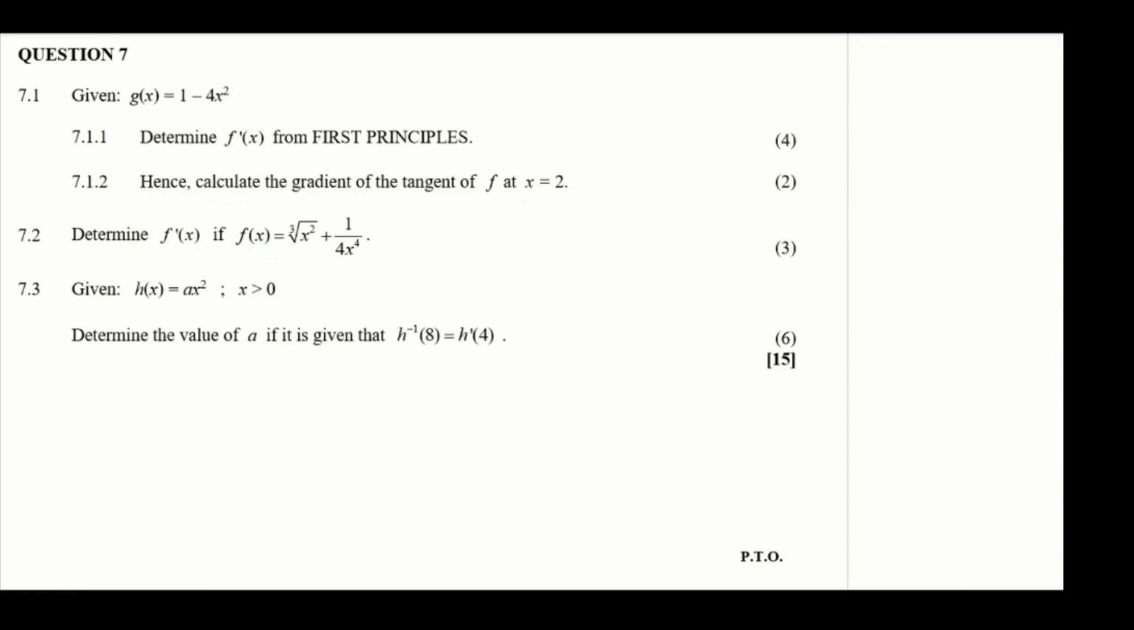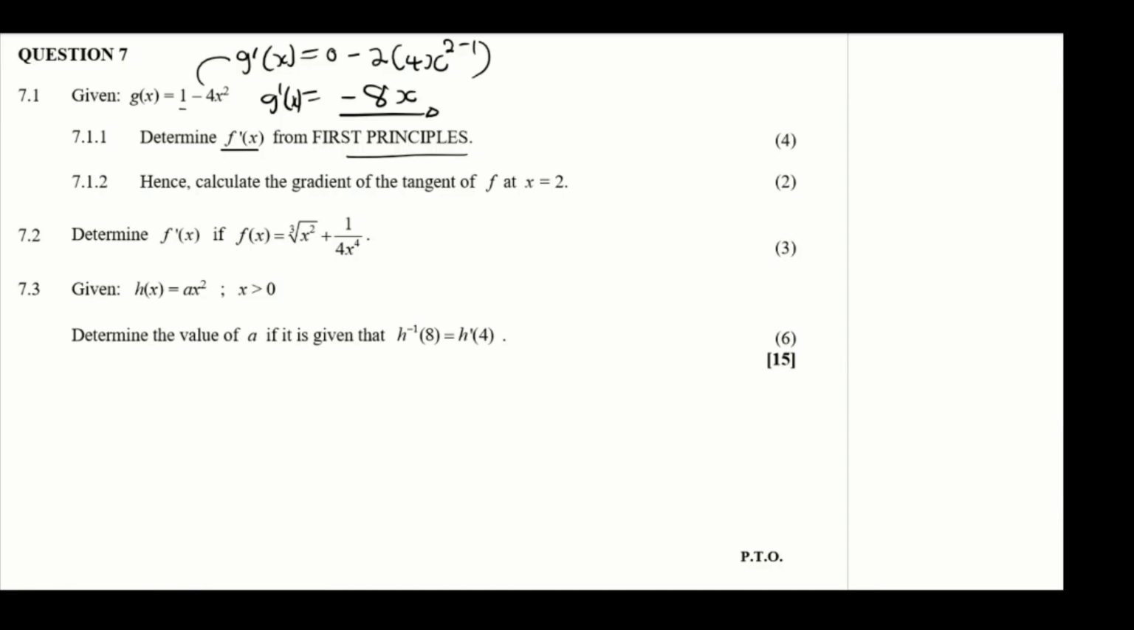Okay, so now we're doing question 7, and we are given this equation here: g of x is equal to 1 minus 4x squared, and we are asked to determine the derivative using first principles. The first thing you need to do here, before you even determine the derivative using first principles, is to determine the derivative so that you know which answer you're looking for. So the derivative of 1 is 0, minus, we drop the 2, 4 multiplied by x to the power 2 minus 1, then you have minus 8x. So you know that the derivative you're looking for in first principles is minus 8x.